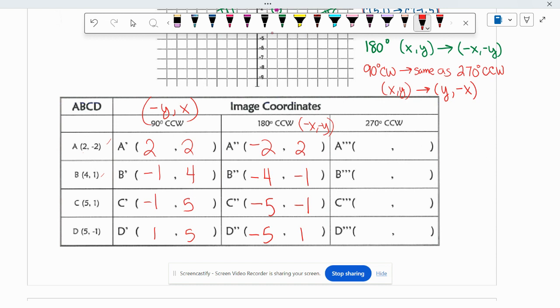270 degrees counterclockwise, the rule is y, comma, negative x. So y stays the same, x becomes its opposite. Y stays the same, the x coordinate is the opposite.